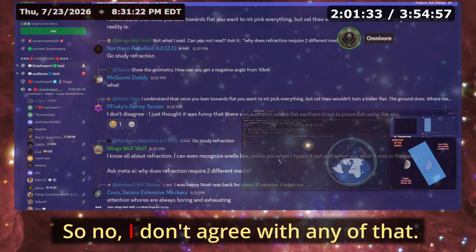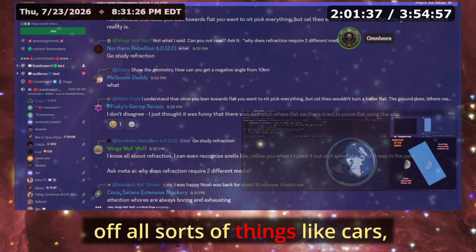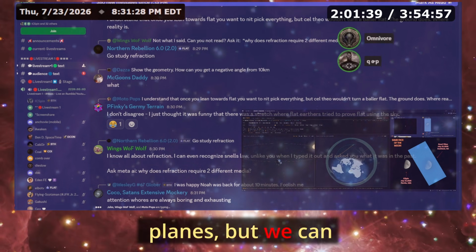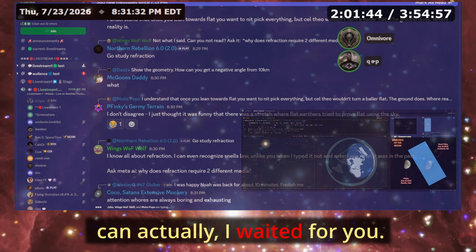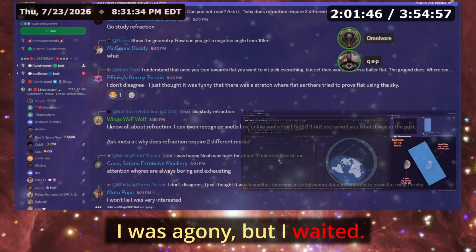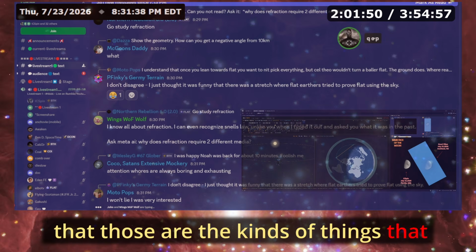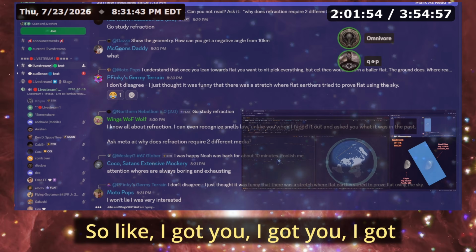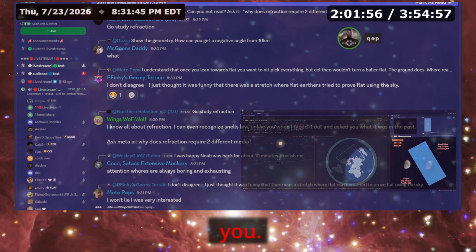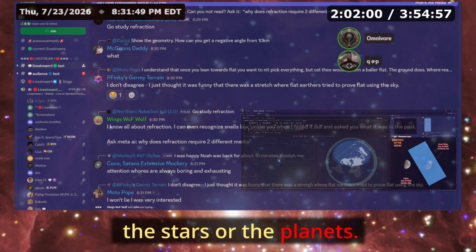Okay, so no, I don't agree with any of that. First off, we can bounce radio waves off all sorts of things like cars and planes. Let me finish. Those are the kind of things that we can go out and measure with a measuring tape, right? If we use a laser rangefinder with a car, we can then take a measuring tape out and see how far it is. We can't do that with the stars or the planets.